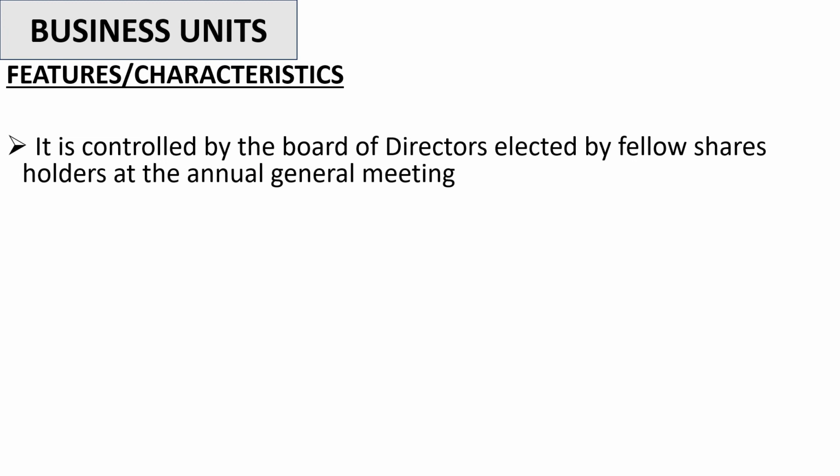So another feature is it is controlled by the board of directors elected by fellow shareholders at the annual general meeting. Okay, so just like in private limited companies, public limited companies are also controlled by the board of directors who are chosen by fellow shareholders at the annual general meeting.